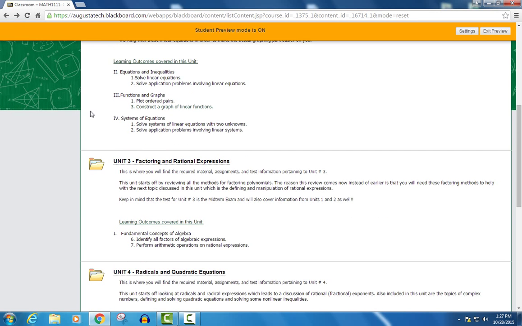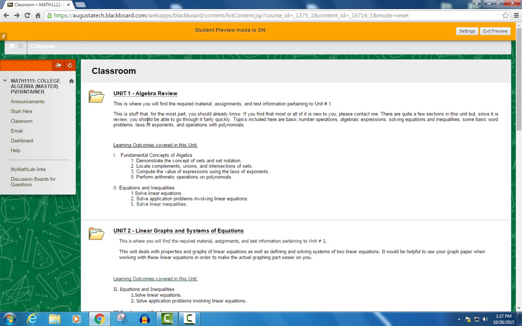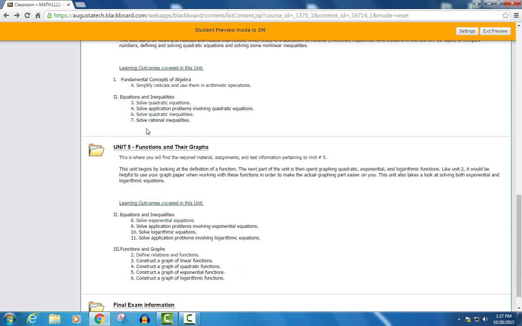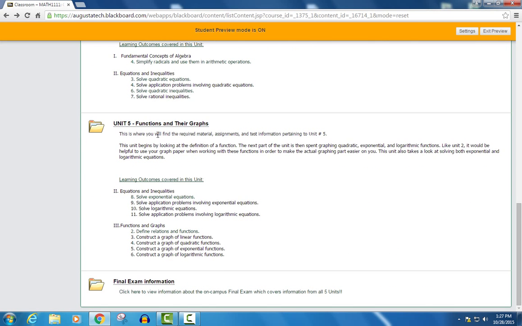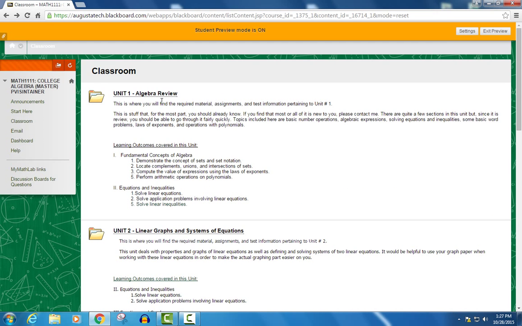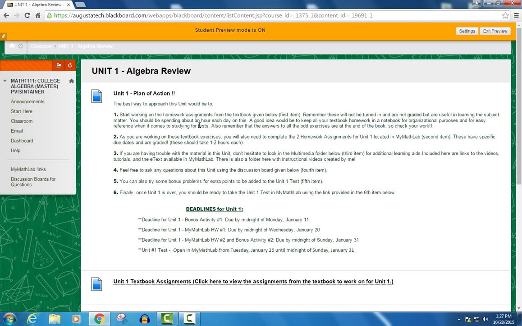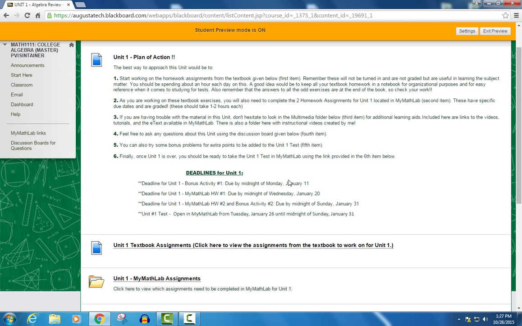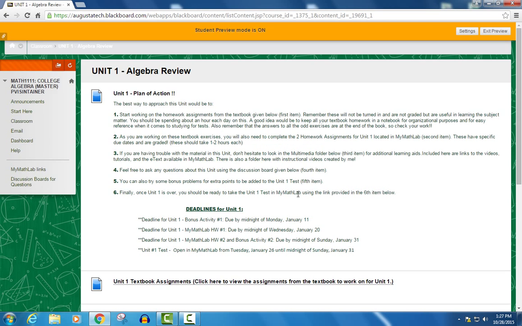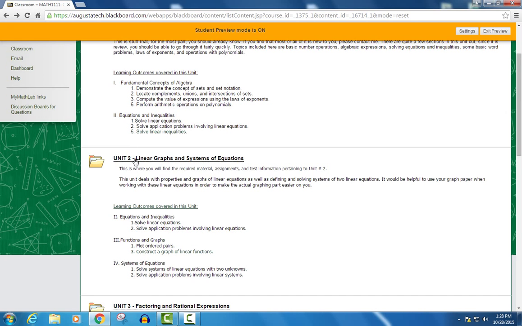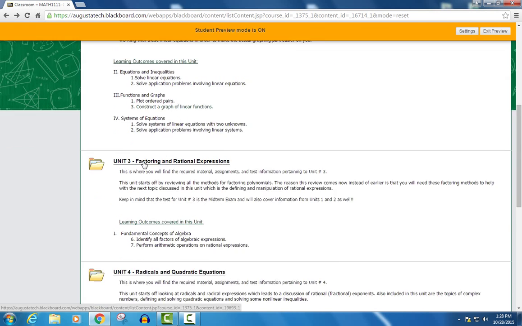And so that's what you're going to see for the structure for each of these 5 units. Units 1, 2, 3, 4, and 5 all have that basic structure. There are specific due dates, so you'll be going through these in a chronological sequence throughout the semester. So like Algebra 1, Unit 1 Algebra Review, you'll notice there are specific due dates for that particular unit. And then, of course, once that unit test is over, you would navigate to Unit 2 and work on those, going through those assignments before their due dates, and so forth and so on.